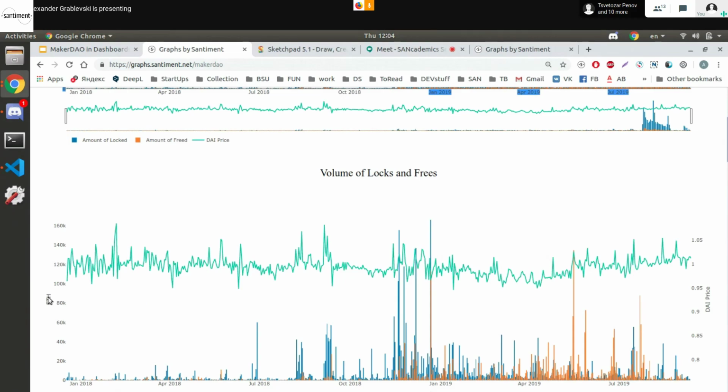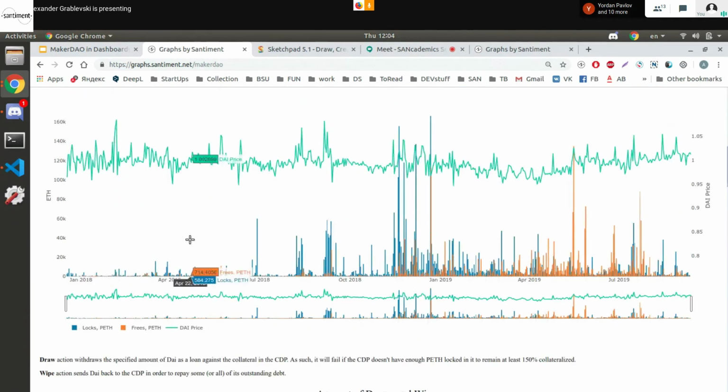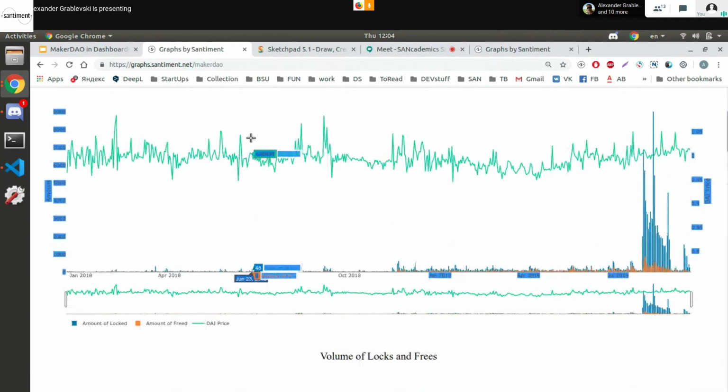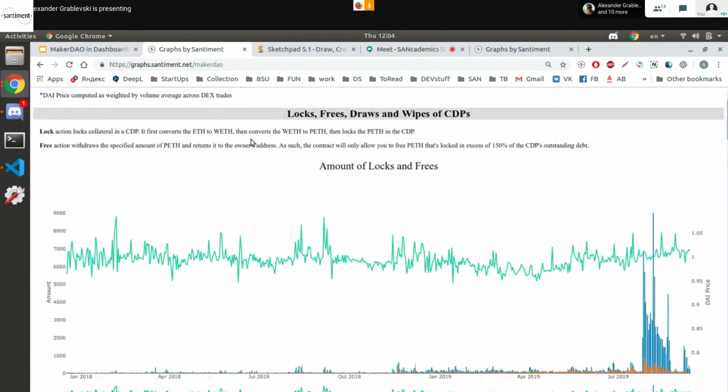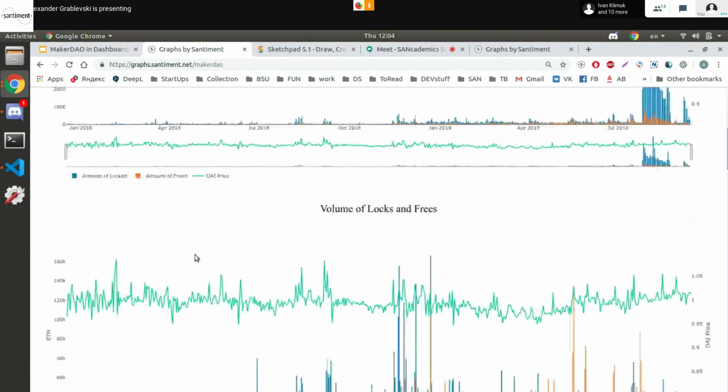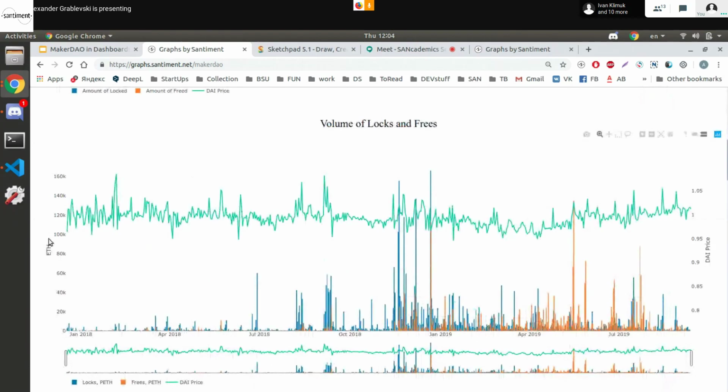Just one question. From the graph that you showed originally, the way I understand it is that the lock and free actions, you're locking and freeing Ether, right? Actually, yes, but not the Ether, pooled Ether. But yes. So isn't it more natural to look at the volume in ETH and not in DAI? Yeah, so you can do it with this controller. So at that point, you can check the ETH as I just did. Okay. So now you see the volume of ETH, not the DAI.